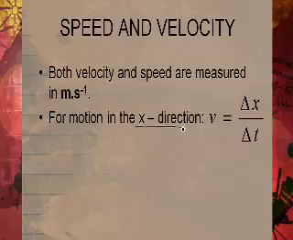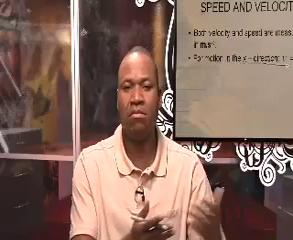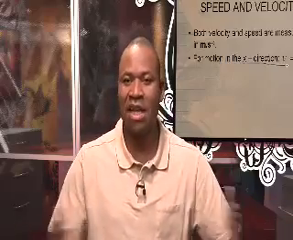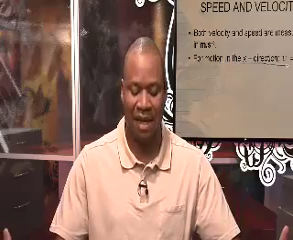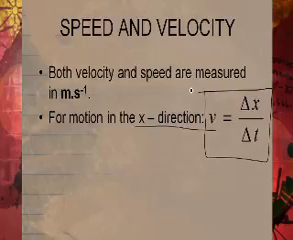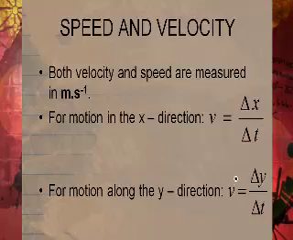Both velocity and speed are measured in meters per second, as I've just shown here. For motion in the x direction, the horizontal plane, moving from this end to that end, we're going to use that change in displacement, and we would label it as change in x. If that change is along the x direction, velocity is given by change in x in the horizontal divided by the time taken. For motion along the vertical, it will be delta y divided by delta t. Simply from what we know, this is the y-axis, this is the x-axis, so horizontal is represented by x and vertical by y.